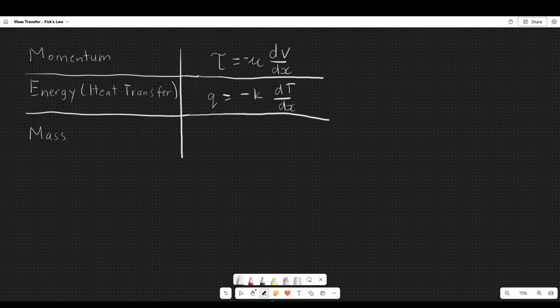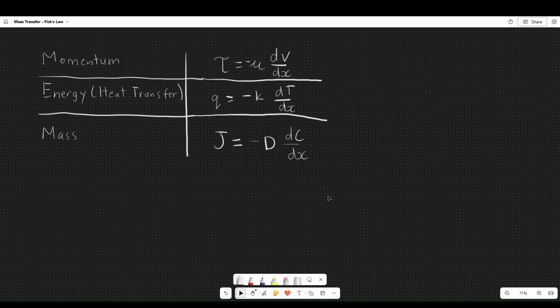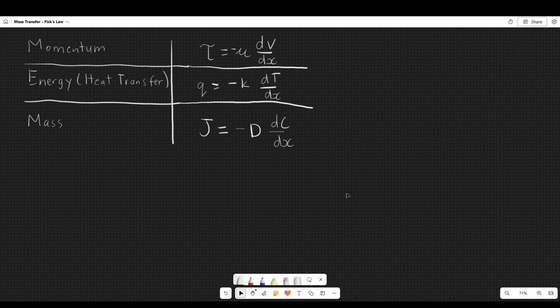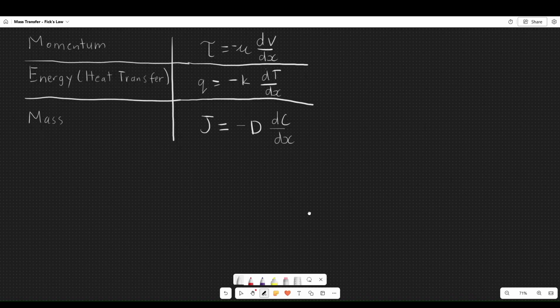Now, you can expect that since these two are so similar to each other, we will see something very similar in mass transfer, and you would be correct. In mass transfer, we have J, which denotes mass flux, and that's equivalent to minus D times dC dx, where J is the mass flux, D is the diffusion coefficient, and dC dx is the concentration gradient. Since all these equations are very similar, they're probably going to have very similar solutions, assuming the boundary conditions are similar as well. We'll see that as we chug through problems in the future.